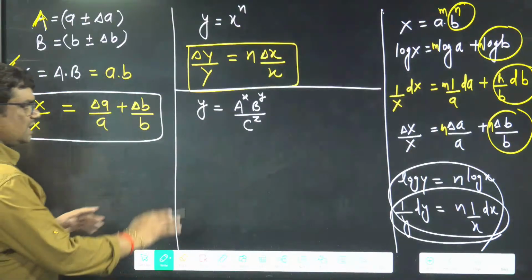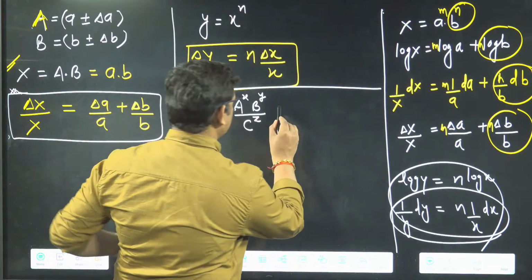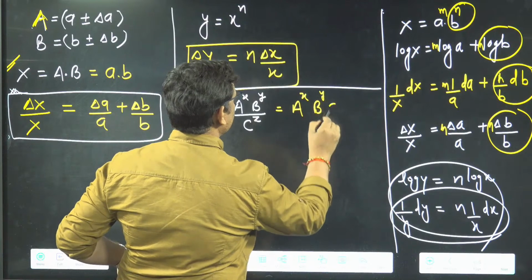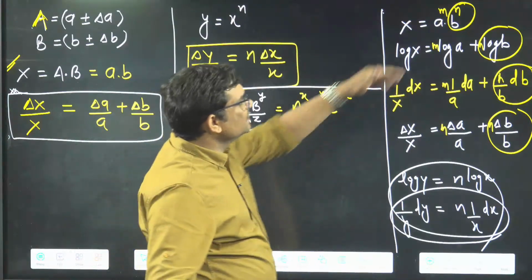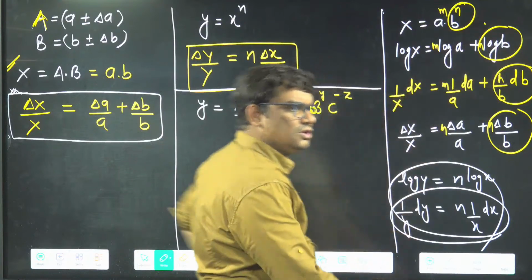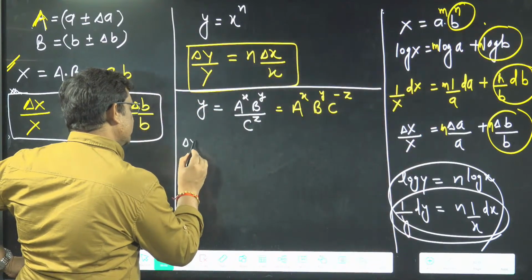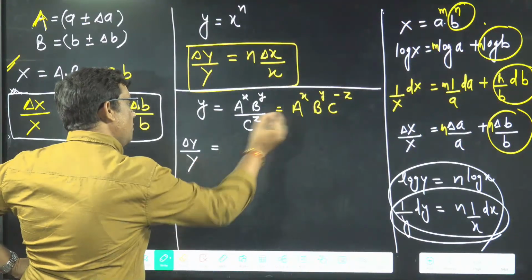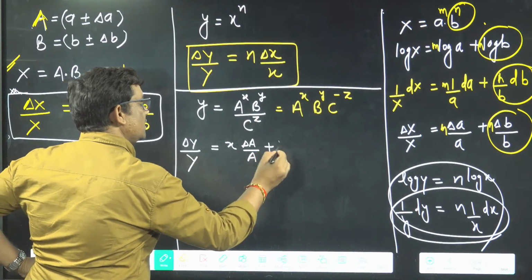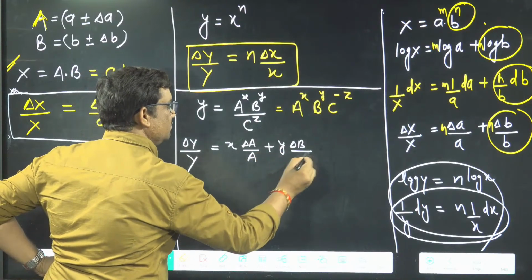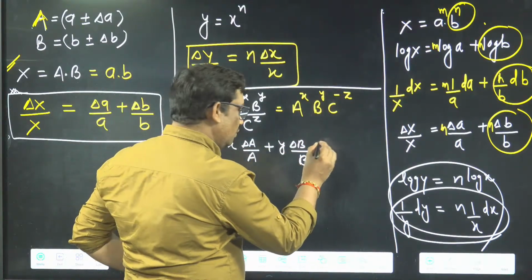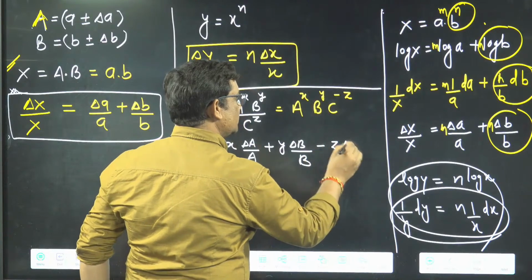Okay. So the same way we will do it, you can write this as a^x into b^y into c^(-z). Here I have told two terms. You can say, sir, one more term will be there, then we can write one more also. So what will be the answer now? We can say delta y by y equals, power comes outside, so x delta a by a plus y delta b by b. Then this power comes outside, so minus z delta c by c.